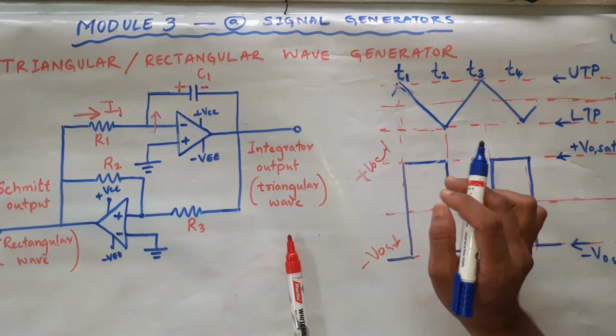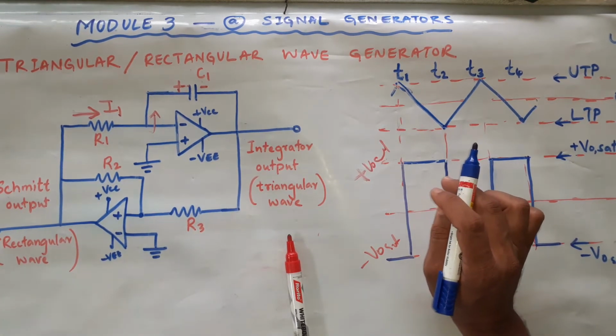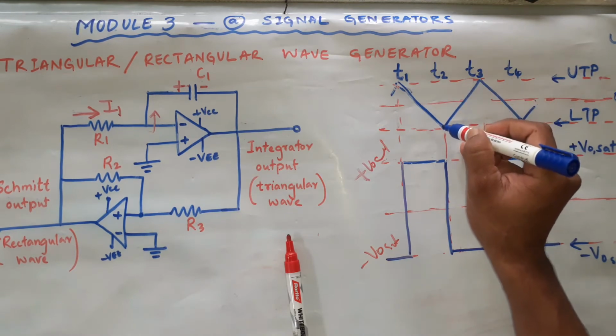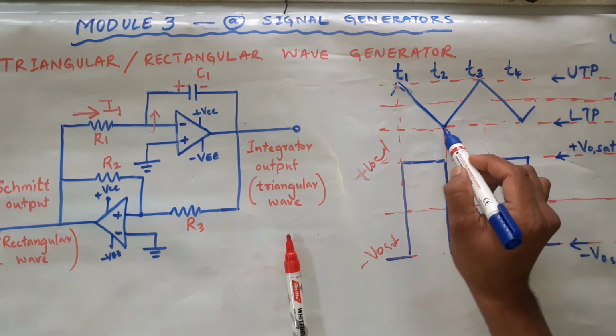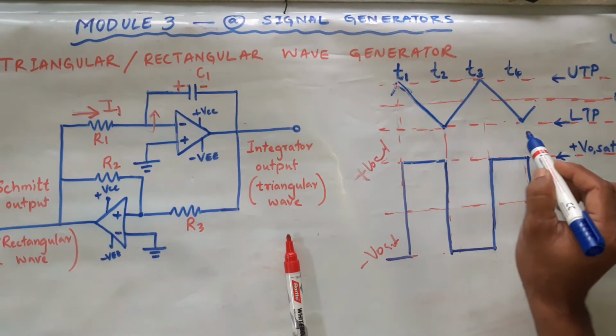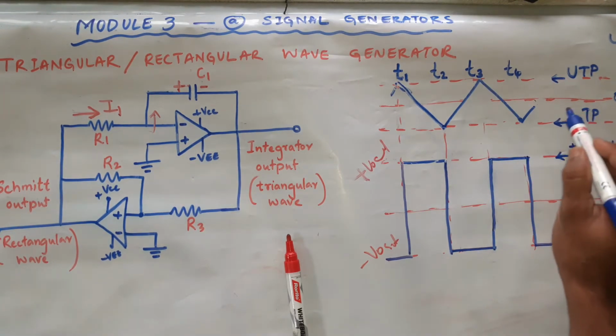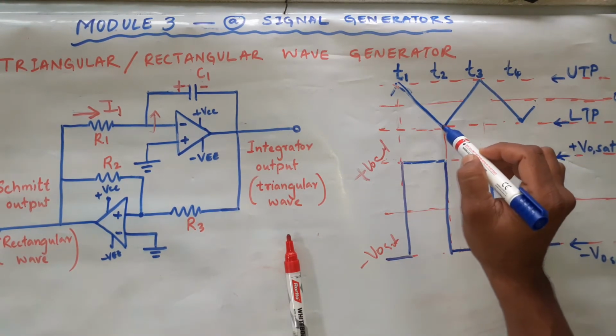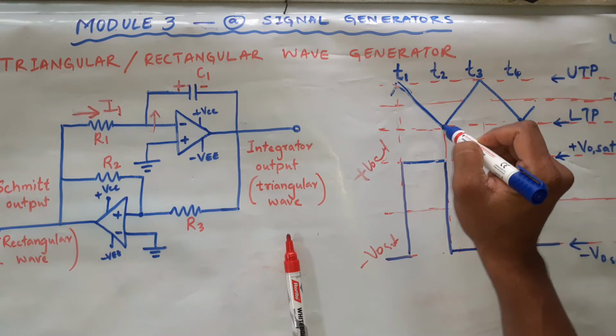Now at the time T2, at this instant you can see the output of the integrator has reached where? What is this point? This is our LTP. T2 is at LTP for the integrator, right?